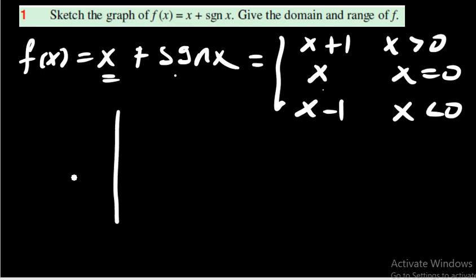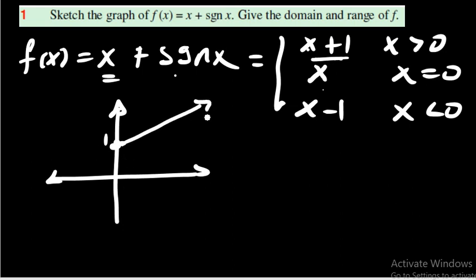So how does the graph look? Just a rough sketch. X plus 1 is a line passing through the point you get when you substitute 0 in place of x, which is just 1. Here it is. Then it's a straight line. But the 0 point, this point, is not part of the graph, so we have to put a hole here. The upper one. The second one is y is equal to x.